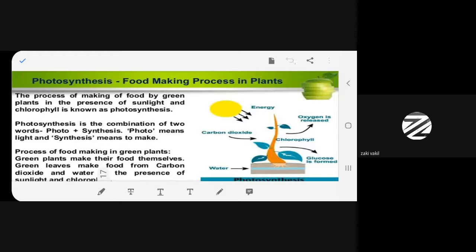Food making process in plants. The process of making of food by green plants in the presence of sunlight and chlorophyll is known as photosynthesis. Agree? Photosynthesis. Do you agree? Yes.